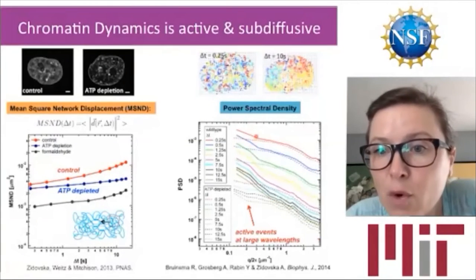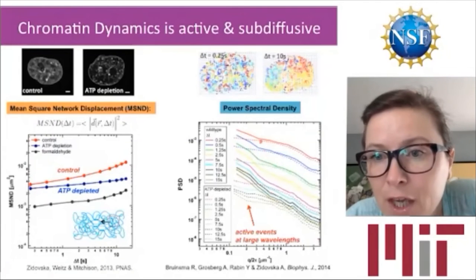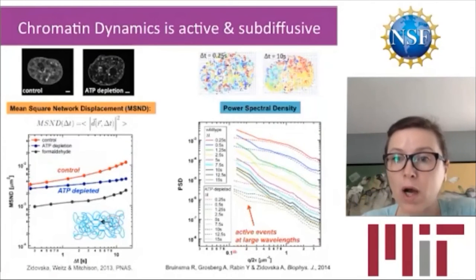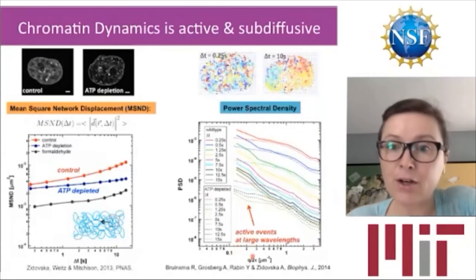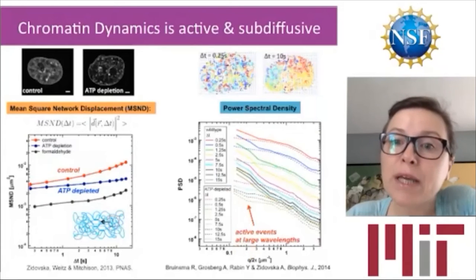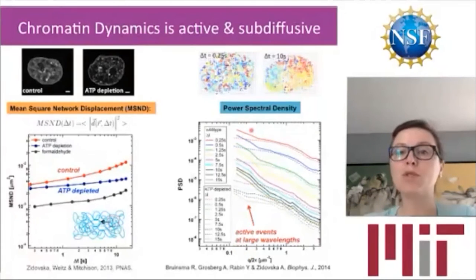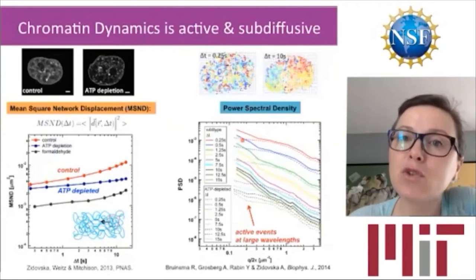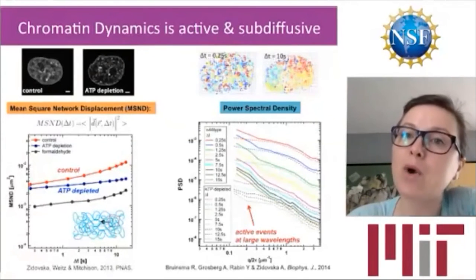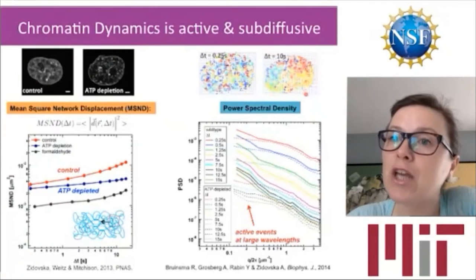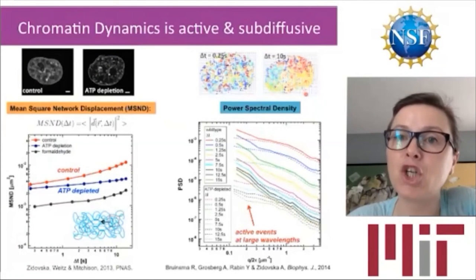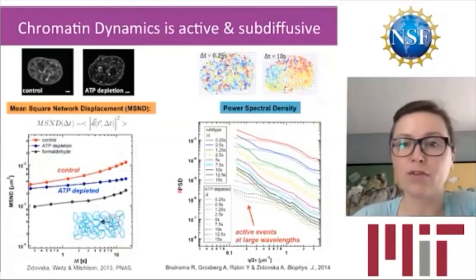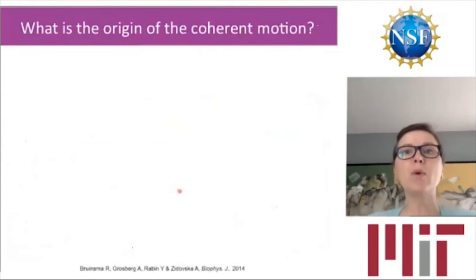And you see for all of those time scales, we have a strong deviation from the control at the low wave vectors, ergo large wavelengths. So it is the activity contributing at large wavelengths, and you see upon ATP depletion, it goes strongly down. This is completely consistent with the observation that the coherent motion disappears upon ATP depletion. We only see this type of random motion at depletion.